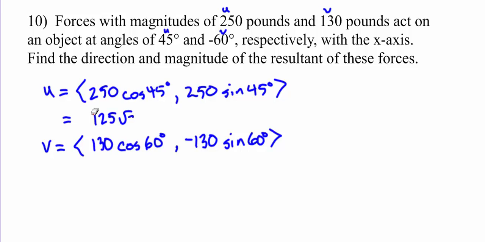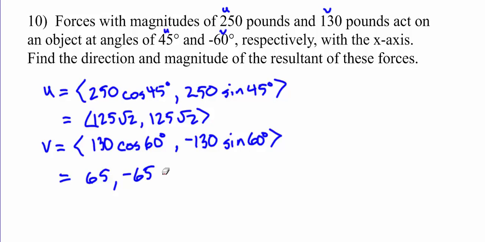All right, so I'm going to go ahead and clean these up a little bit. We're going to have 125 square root of 2 here, and we're going to have the same thing for the y value on vector u. On vector v, the cosine of 60 is 1/2, so this will be 65. The sine of 60 is square root of 3 over 2, so we'll have negative, and then half of the 130 is 65, so we'll have negative 65 square root of 3. That's my vector u and my vector v.